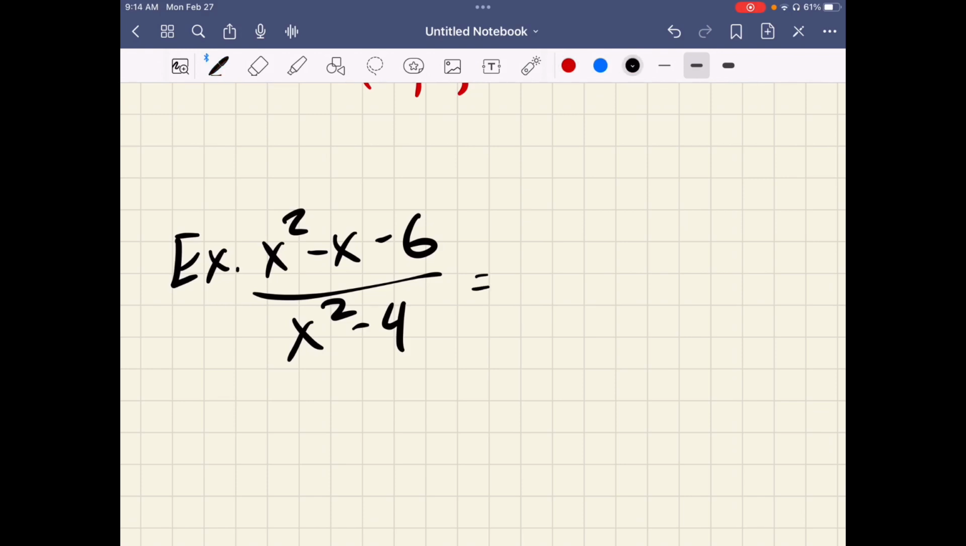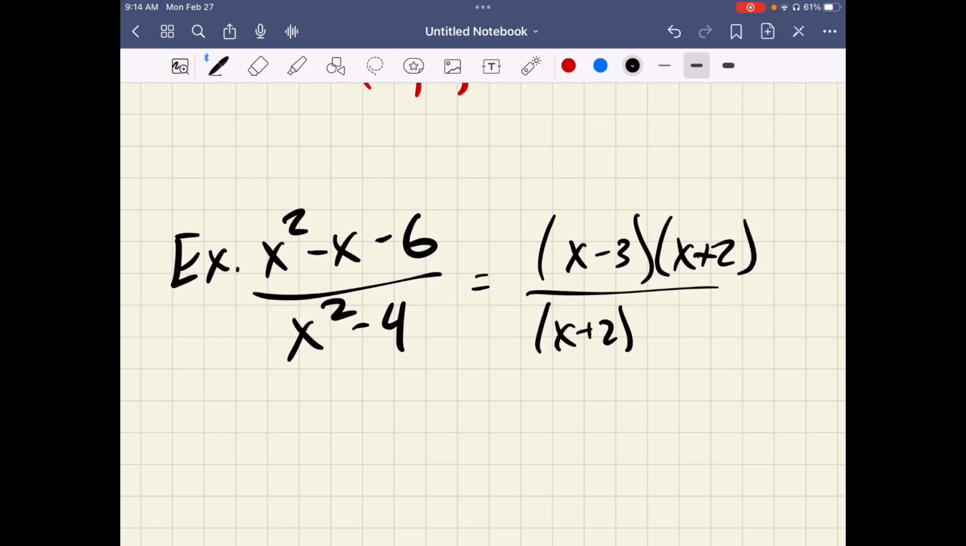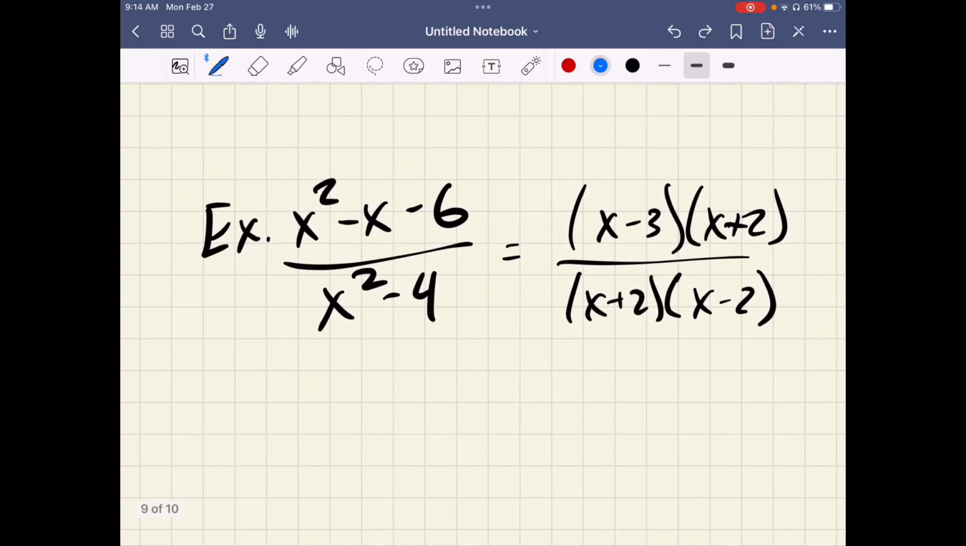All right, so again, the first thing we're going to do is factor the top and bottom. So I have x minus 3, x plus 2 on the top. Across the bottom, I got x plus 2, and I got x minus 2. Now that I have that, I'm going to find the y-intercept, which means I don't know what the y value is, but I know the x value is 0.